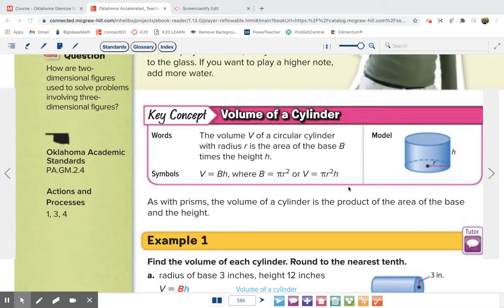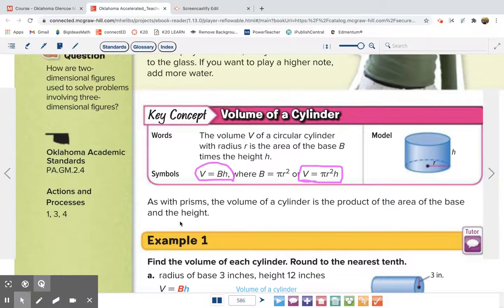Next, we're going to talk about the volume of a cylinder. So if you notice here, we still start with V equals big B times H. That is always where your formula starts. Big B just changes according to what your figure is. So that means the area of the base on a cylinder is a circle. So our big B is going to become pi r squared. So the volume of a cylinder, if you want to write that down, is pi r squared H.